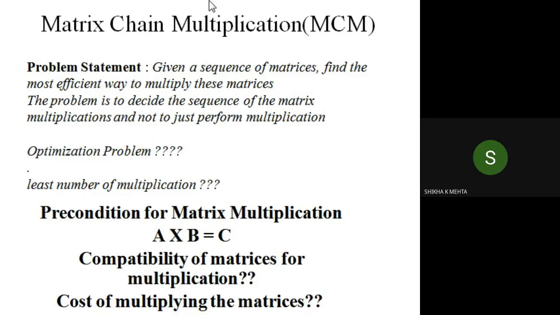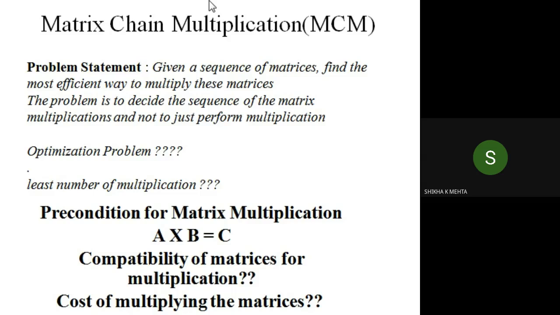Rows of one should be equal to the columns of second, right? Columns of one should be equivalent to the rows of the other. Only then we can say that we can perform matrix multiplication, otherwise we cannot perform. So this is the prerequisite, right? So we will be considering that the matrices we are going to consider are already compatible. That means they are eligible for the multiplication.